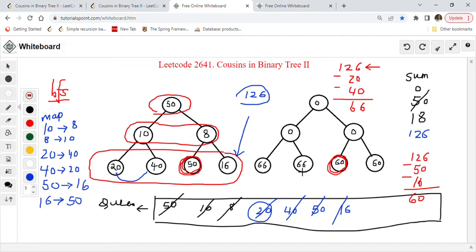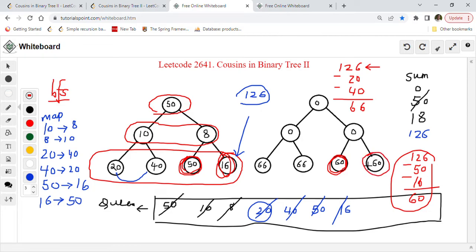So this is because for every node we want to find out the total sum of all its cousins. So who are the cousins of 50? These are the cousins of 50, right? 20 plus 40 is 60. That's what I'll put. Same thing for 16, right? For 16 also I will have 126 minus 16 minus 50, but it will give me the same amount, 60, right?